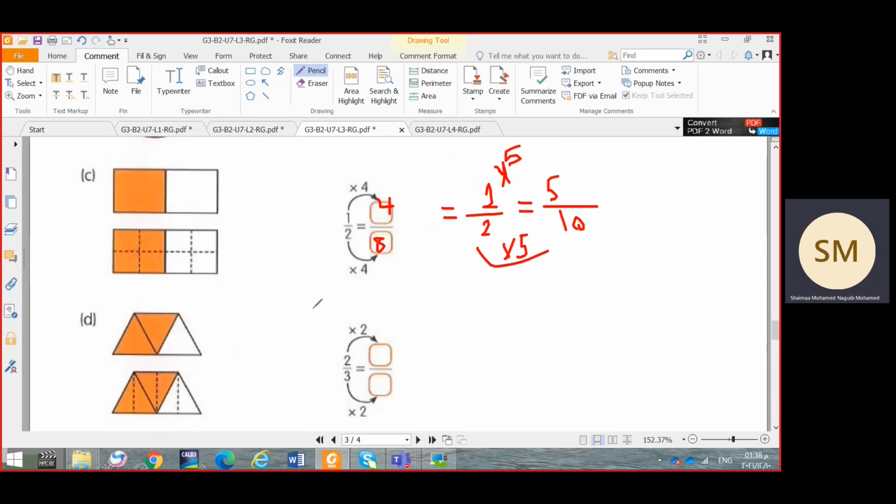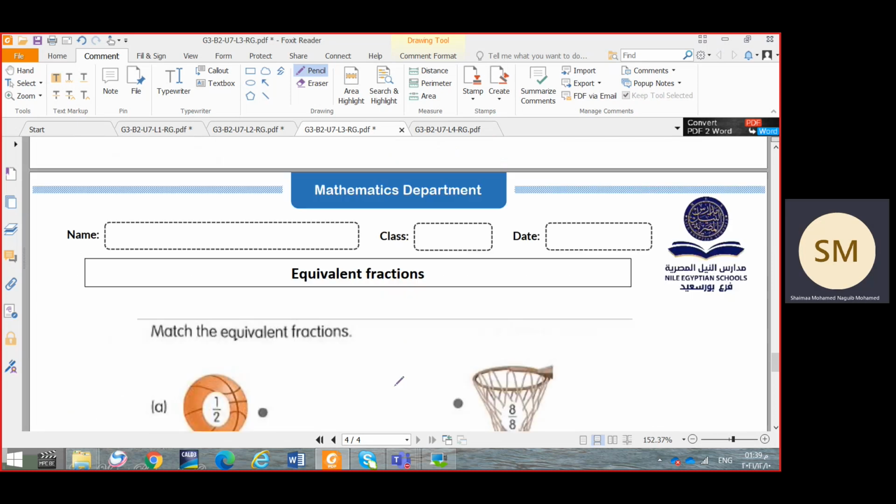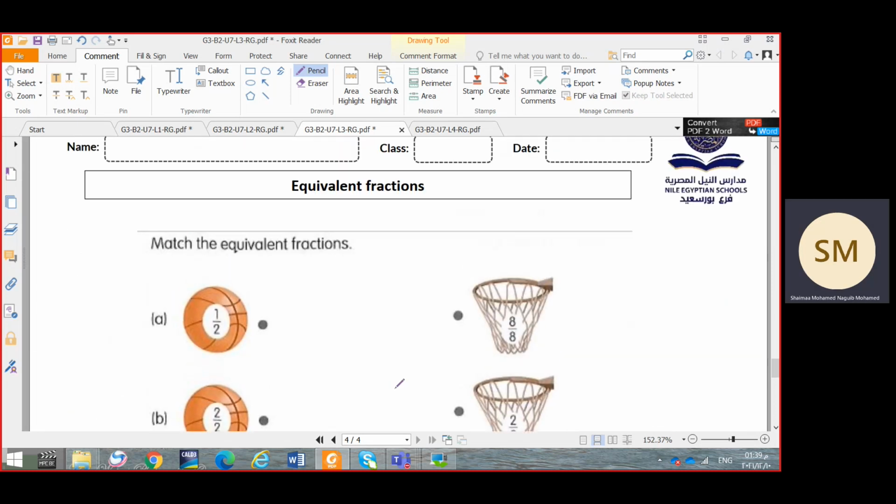Let's move to another part. Let me see this example. 2 multiplied by 2, and also here multiply by 2. If you wanted to multiply it by 4, by 5, by 6, by 1 million, whatever you multiply at the top will be the same as the bottom. Okay, let's move to this kind.